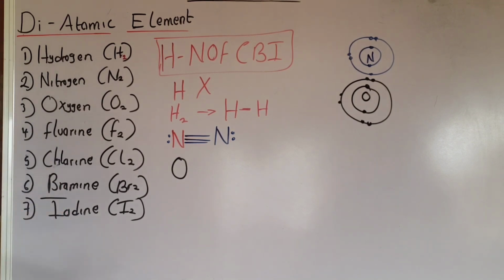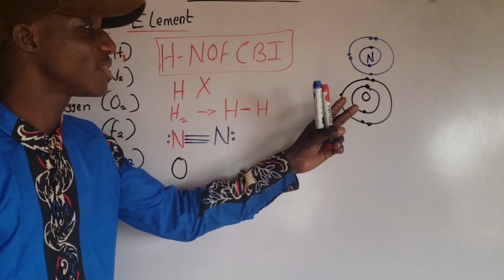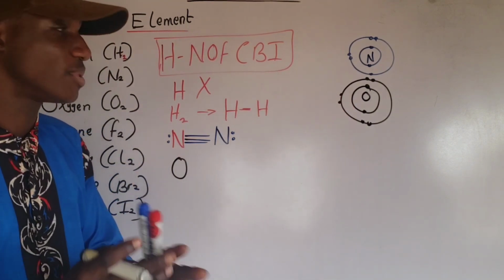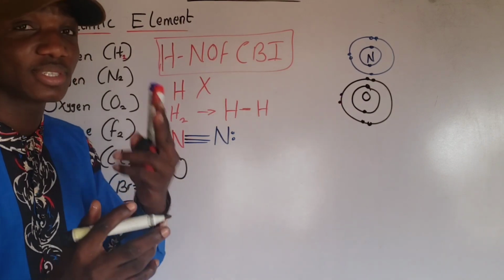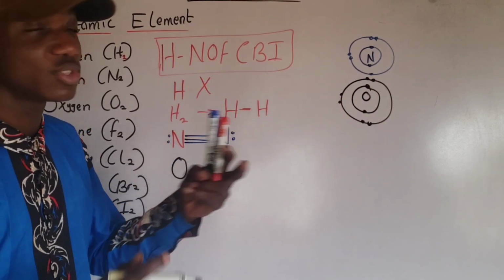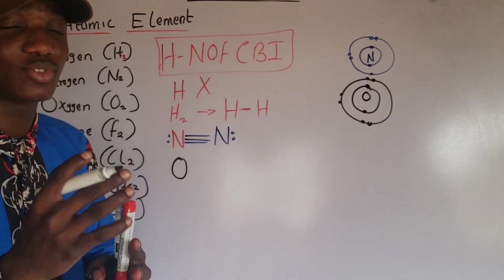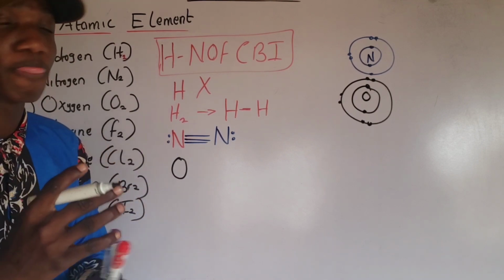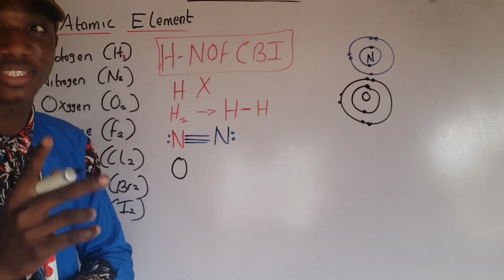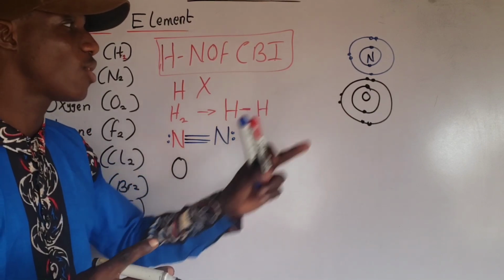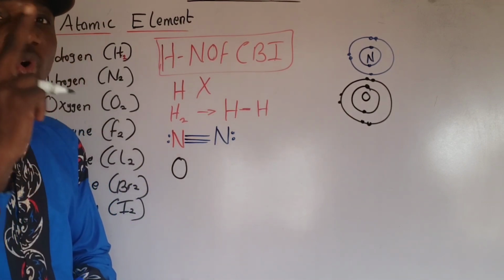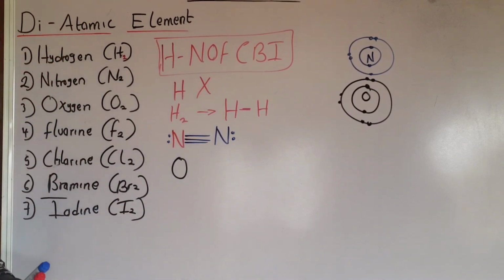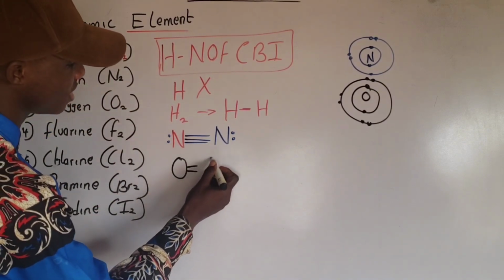Because oxygen is 8 on the periodic table, it's the 8th element, and it has 6 valence electrons. Now, an element that will satisfy the octet rule, its valence electron must be 8. So to satisfy the octet rule, it requires 2 electrons. So that means that it's going to have 2 bonds. Okay, so oxygen is going to have 2 bonds.